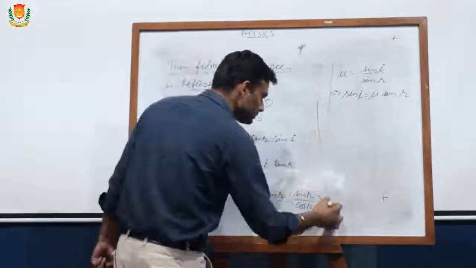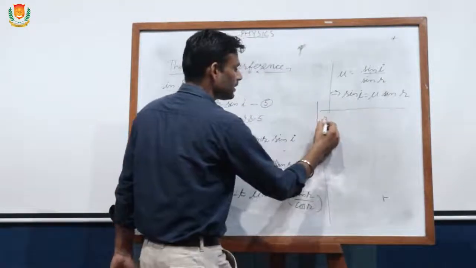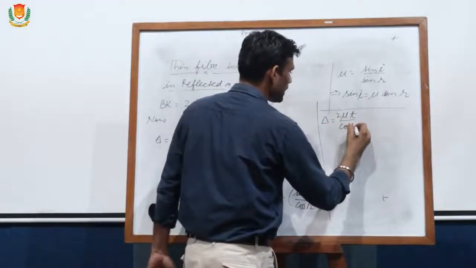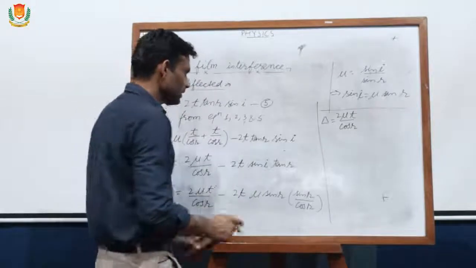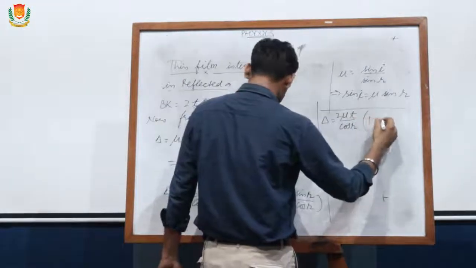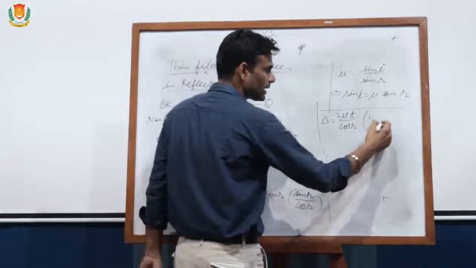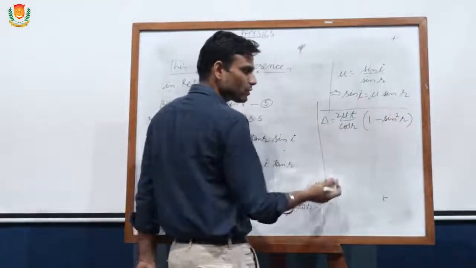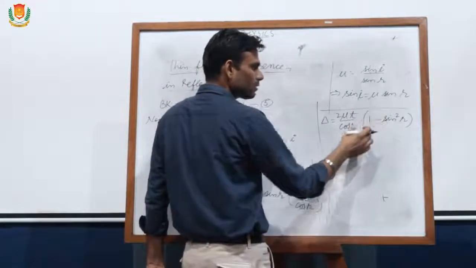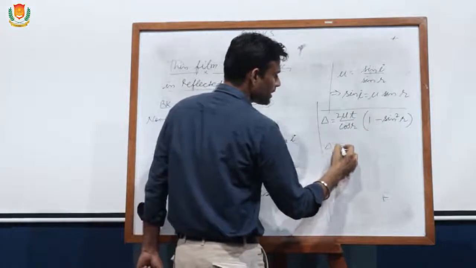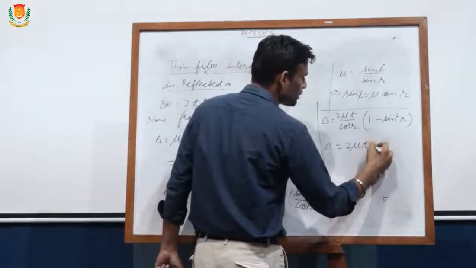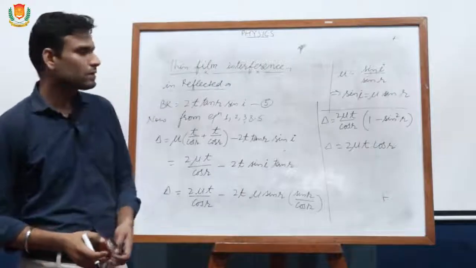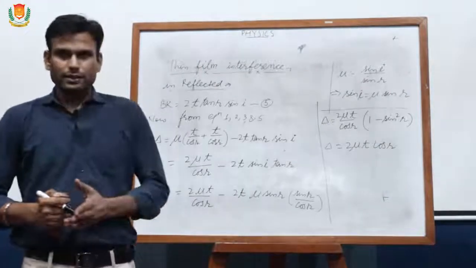We will get delta is equal to 2 mu T upon cos r. It is common in both the terms. So from the first term the remaining is 1, and in the second term the remaining is sin square r. 1 minus sin square r is cos square r. Cos square r is in the numerator, cos r is in the denominator. So delta equal to 2 mu T cos r. It is the path difference between the two beams in the reflected system.